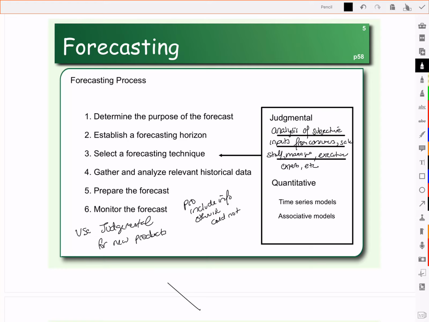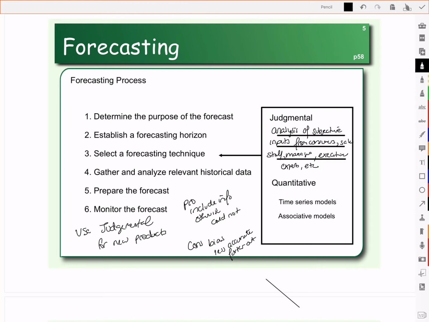Right? You can get that perspective of the customers or management or sales. The downside, of course, is that because it is subjective and you're getting information from various people, there can be bias and it can be less accurate, especially the further out we go.